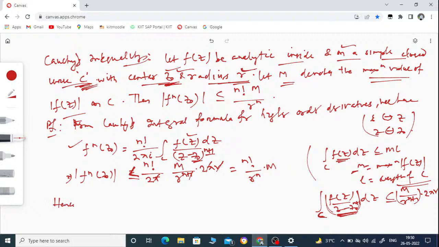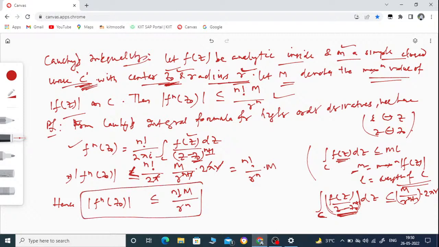Hence we have proved that modulus of f^(n)(z0) is less than or equal to n factorial M divided by r to the power n. This is Cauchy's inequality.